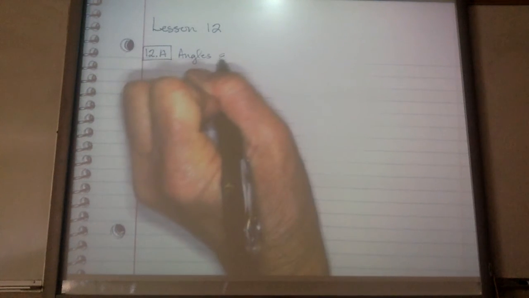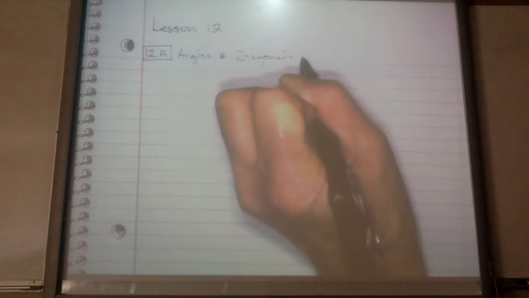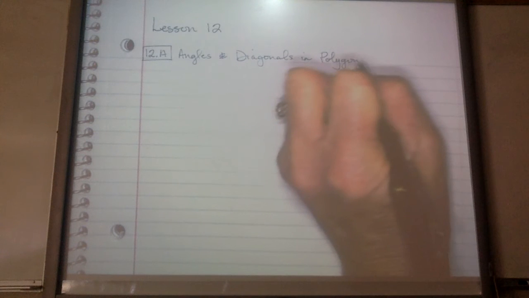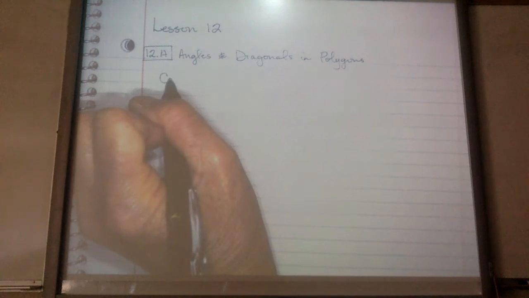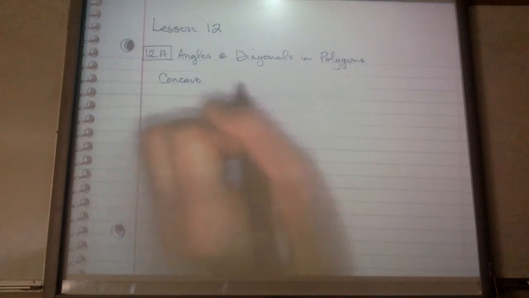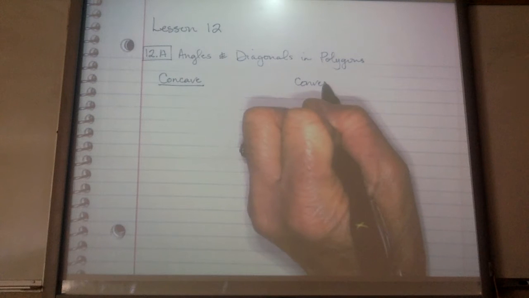In 12.A, they review angles and diagonals in polygons. Now there are two types of polygons. We spend most of our time with convex, but there are two types, concave and convex polygons.